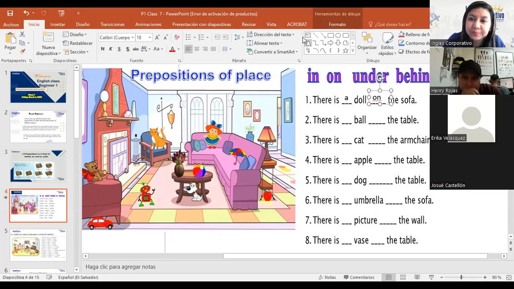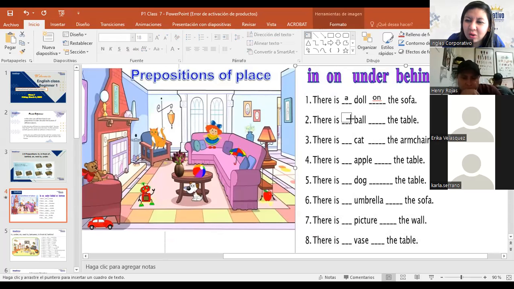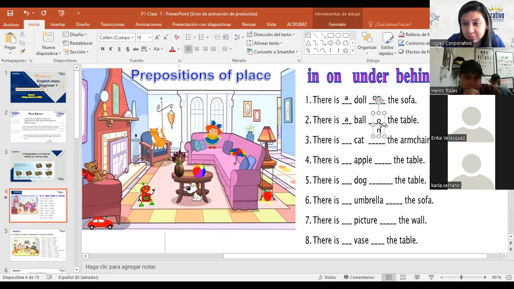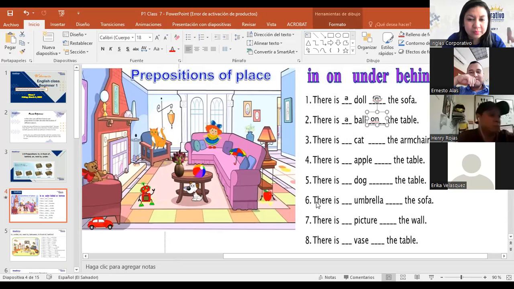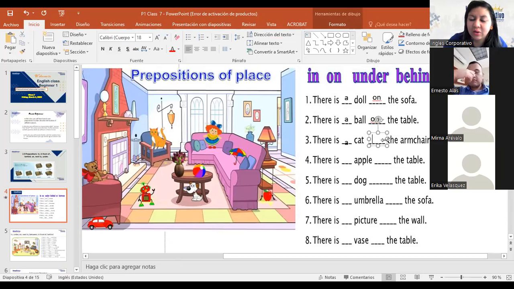And the number two? There is a ball on the table. On, porque está encima, ¿verdad? Está sobre la mesa. So it's on the table. Yes, on the table. Please copy the examples, okay? Number three. There is a cat on the armchair. Exactly.